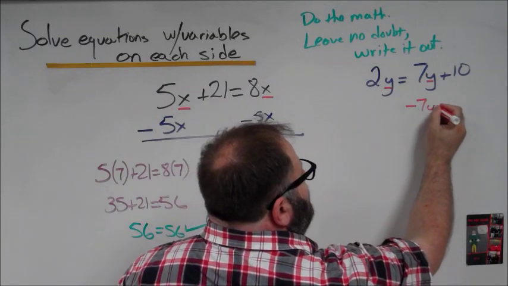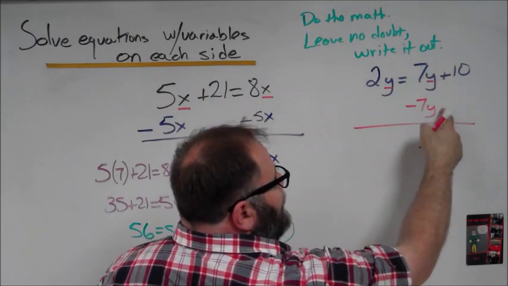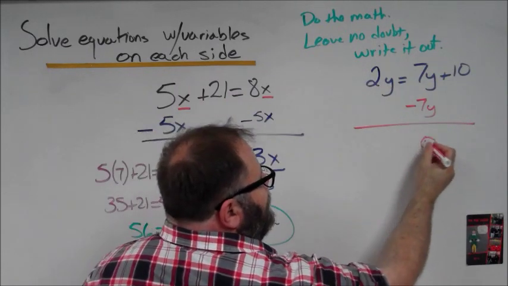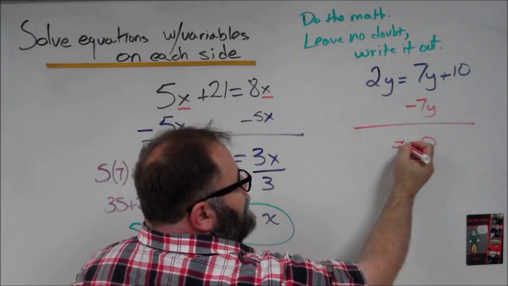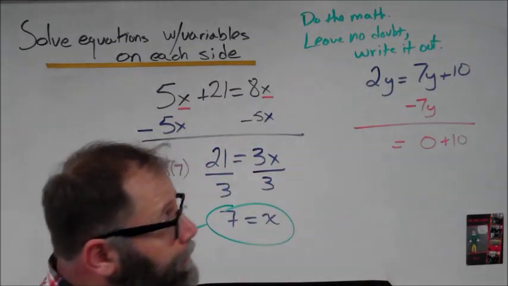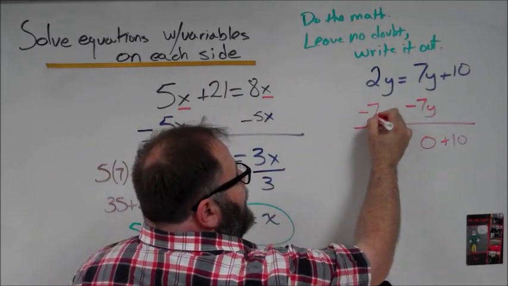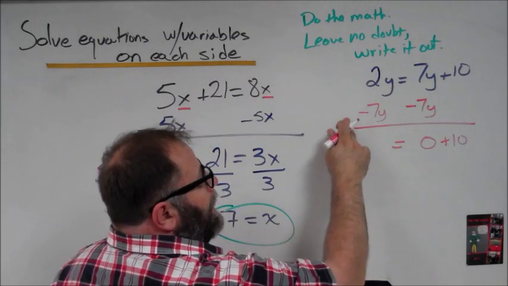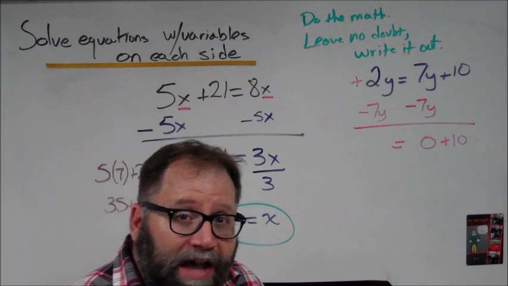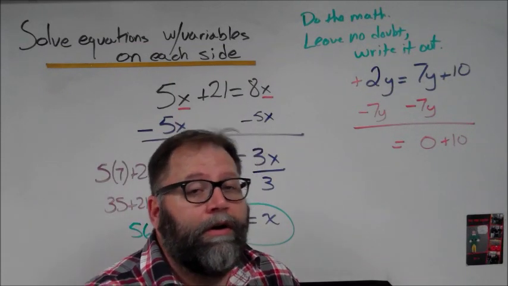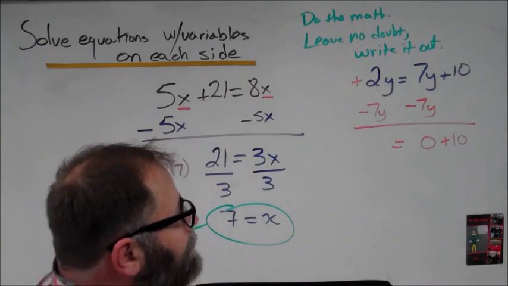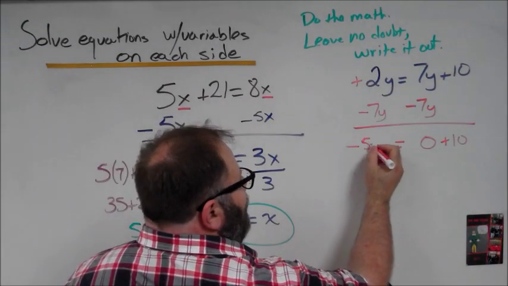So here's my 0 pair. When I combine positive 7y with negative 7y, I get 0. Make sure that equal sign comes down. 0 plus 10. That's pretty simple. Then I'm going to combine 2y and negative 7y here. Don't forget that's positive. So I've got positive 2, negative 7, more negatives than positive. How many more negatives? I got 5 more negatives, which is going to give me negative 5y.